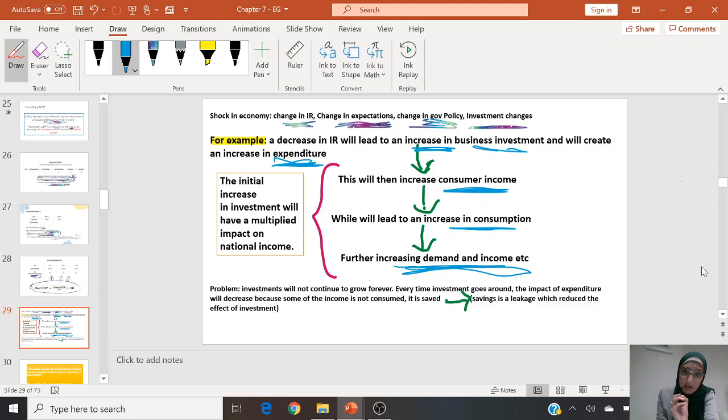So one effect, one decision of an economy, of the government, of whatever it is, can actually lead to a lot of other benefits or a lot of other drawbacks for other people, right? So the initial increase in investment will have a multiplied impact on national income. That's what I'm trying to say over here. And that is called the multiplier.